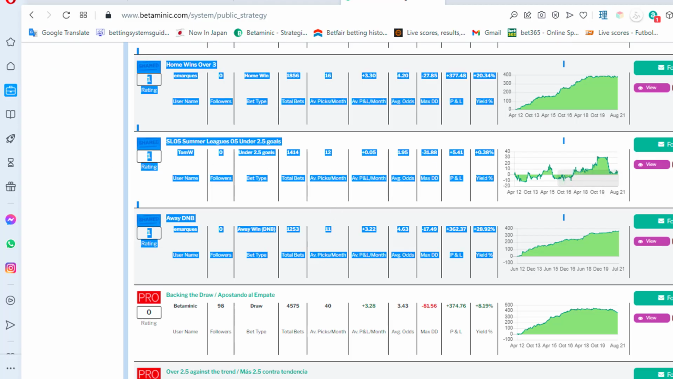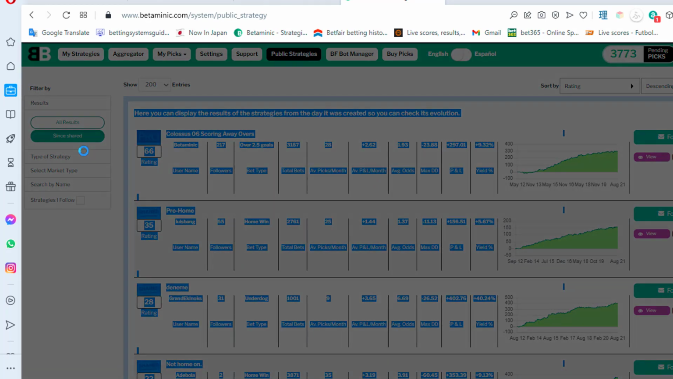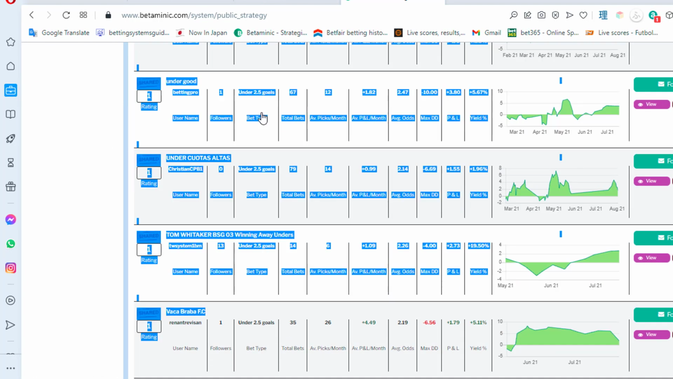Then next I need to do the same thing for the since shared data. So I click on the since shared data. Again, it might take a little time to get the data, so don't worry if your browser slows down because it's a lot of data for it to load up.